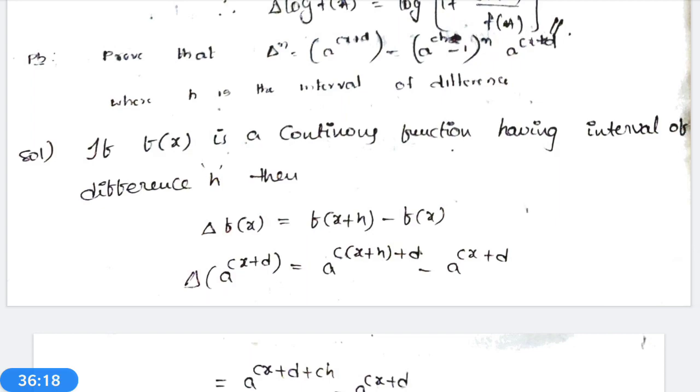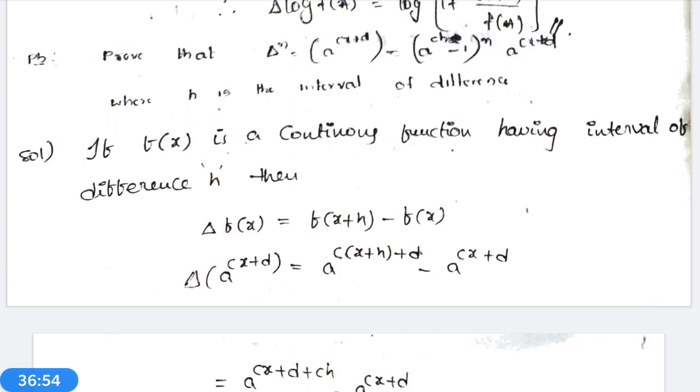Prove that delta power n of a power cx plus d is equal to a power ch minus 1 whole power n into a power cx plus d, where h is the interval of difference.